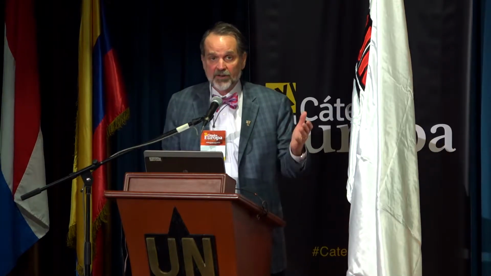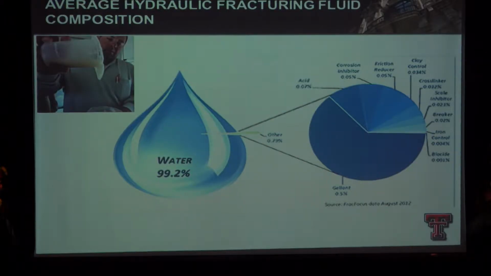Again, what kind of fluid are we using? Most of it, over 99% of the fluid is pure water. The bulk of the remaining portion is a plant called guar. It makes a polymer. So we're basically pumping water and plants downhole. The amount of chemicals used, most of which are very non-reactive, is basically infinitesimal.